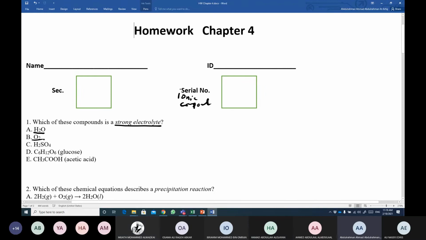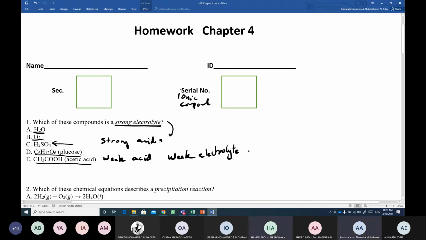How about oxygen? No. How about glucose? No. How about H2SO4? Yes. It is one of the strong acids, and yes, it is a strong electrolyte. How about acetic acid? It is a weak electrolyte. Why? Because it is also a weak acid, so it is a weak electrolyte.